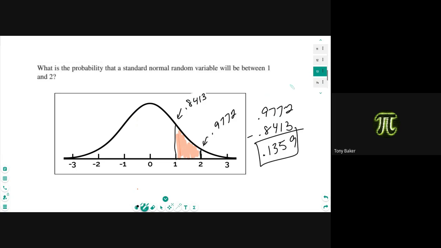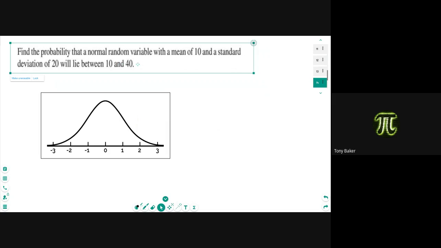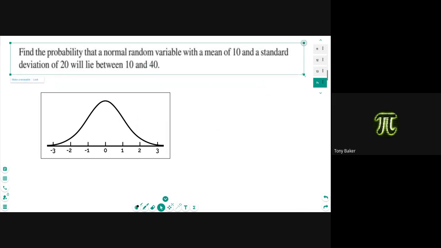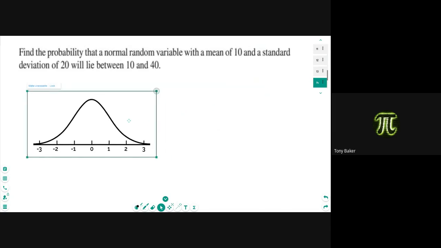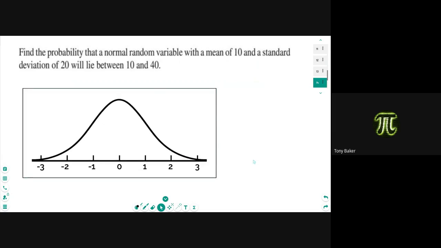All right, what's my next problem? This is more how my test questions are going to be worded. Find the probability of a normal random variable with a mean of 10 and a standard deviation of 20 that will lie between 10 and 40.